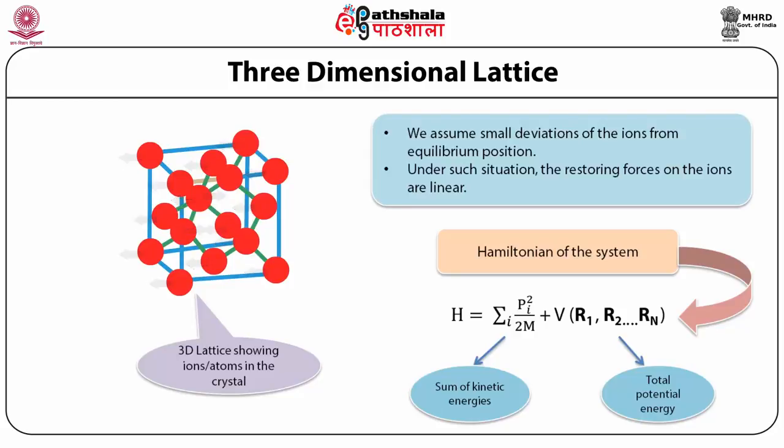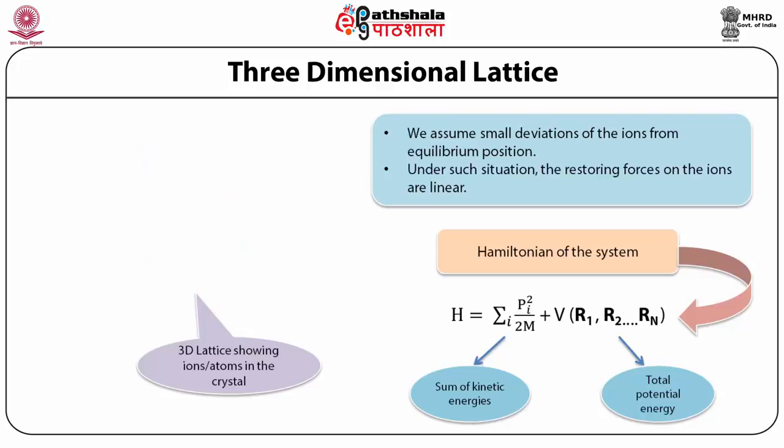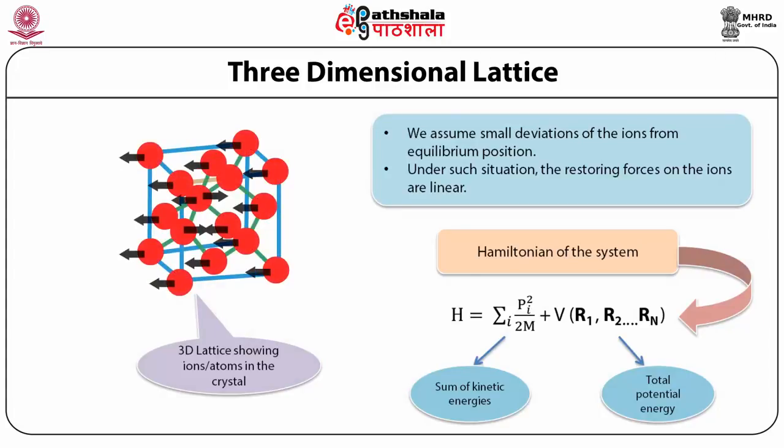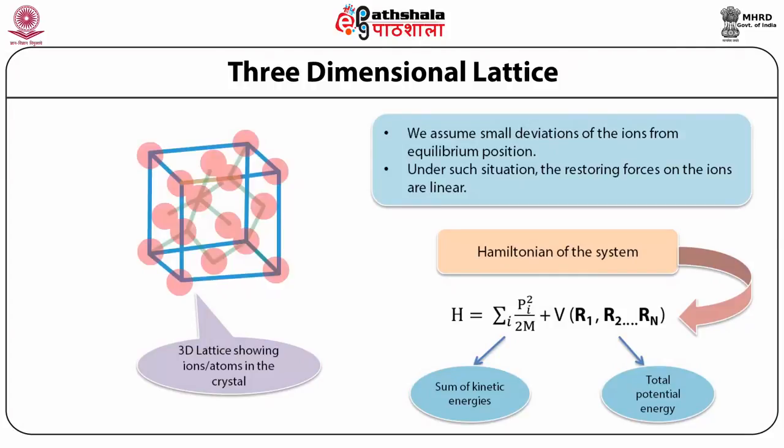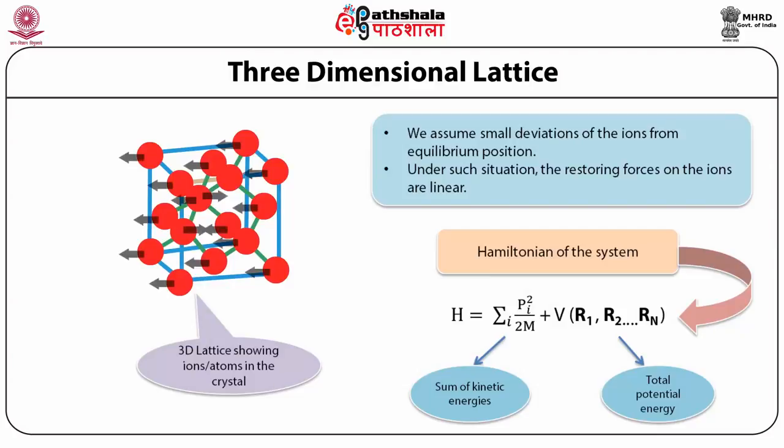And in fact, over the past many years, experiments have been done which clearly show that these approximations are very well suited here. So we now explicitly consider a three-dimensional lattice which possesses n atoms of equilibrium positions Ri naught and a potential energy of the form V, which is a function of R1, R2 and so on.